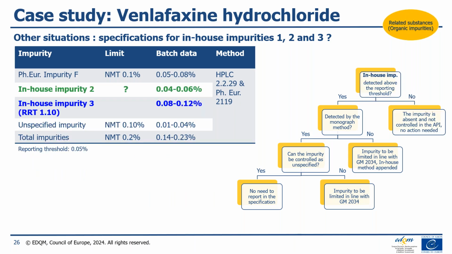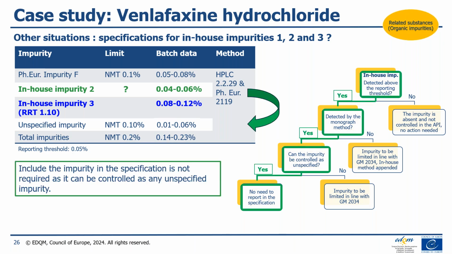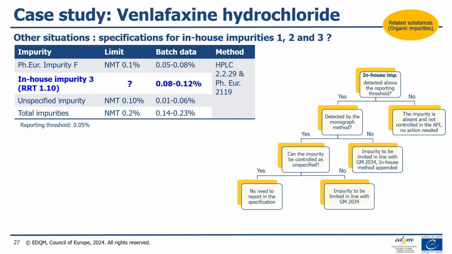Let's move on. For in-house impurity 2, it's found between 0.04 and 0.06%. So it can be controlled as an unspecified impurity. So we do not need to report it as a controlled impurity.